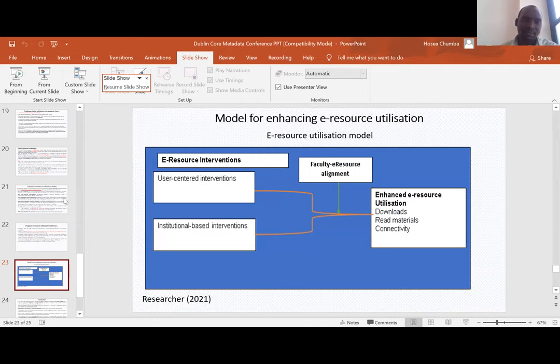We have user-centered interventions on this end. These are interventions related to the users themselves. And then we have institutional-based interventions. The two can lead to enhanced e-resource utilization. But then again, faculty e-resource alignment is a moderator. It moderates the relationship between the two. If we create an alignment between faculty and e-resource, other than providing the interventions, then we are expected to see increased e-resource utilization.